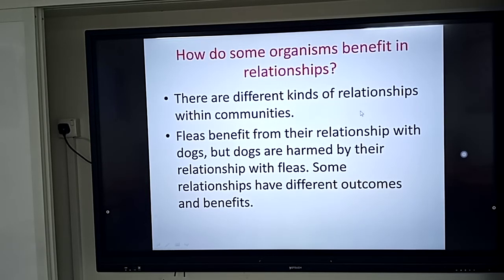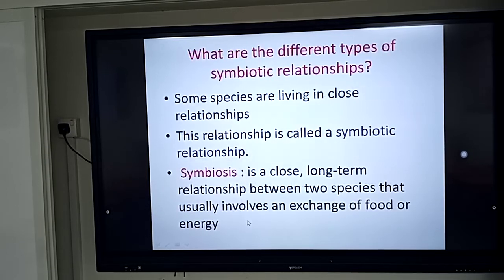There are different kinds of relationships within ecosystem or within communities. Fleas benefit from their relationship with dogs, but the dogs are harmed by their relationship with fleas. This is a kind of relationship in a community. Some relationships have different results or outcomes and benefits.